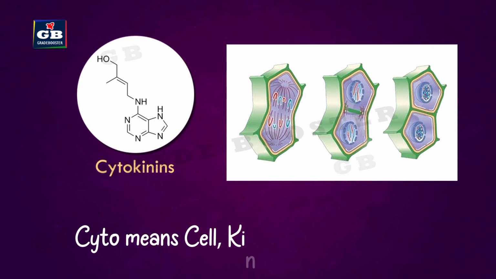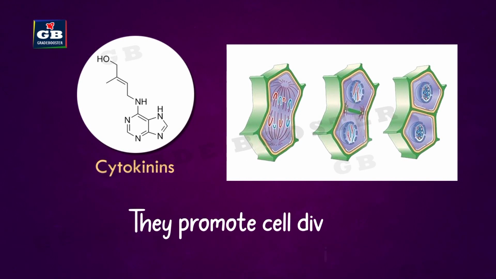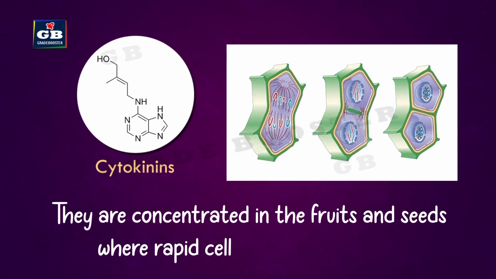Cytokinins. Cyto means cell. Kinesis means division. This means the cytokinins promote cell division. They are concentrated in the fruits and seeds where rapid cell division takes place.